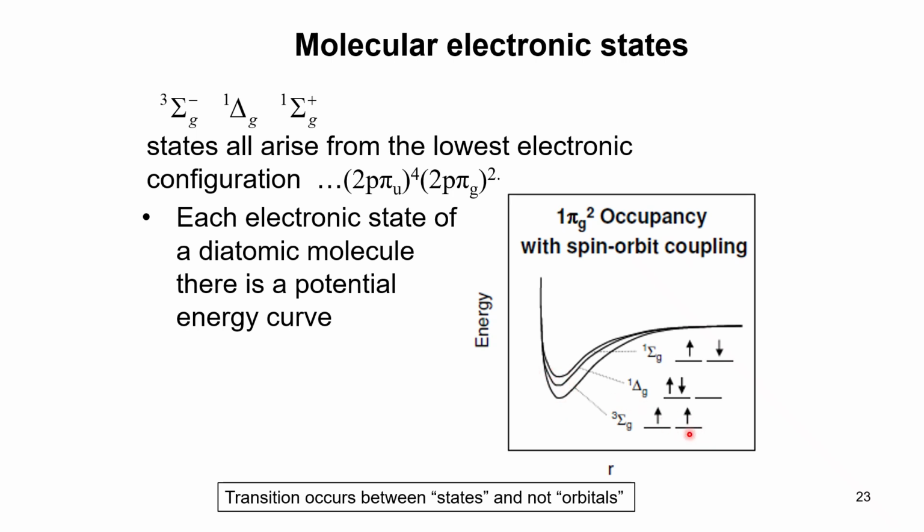That changes the arrangement of the electrons, which results in a difference in the state. So electronic transitions occur between states and not orbitals.